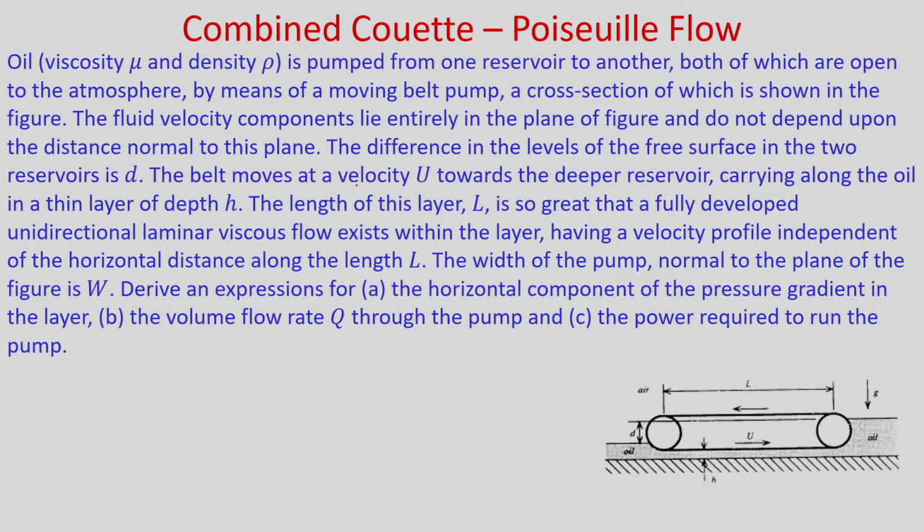The belt moves at a velocity u towards the deeper reservoir, carrying along the oil in a thin layer of depth h. The length of this layer L is so great that a fully developed unidirectional laminar viscous flow exists within the layer, having a velocity profile independent of the horizontal distance along the length L. The width of the pump normal to the plane of the figure is W. Derive expressions for A, the horizontal component of the pressure gradient in the layer, B, the volume flow rate Q through the pump, and C, the power required to run the pump.